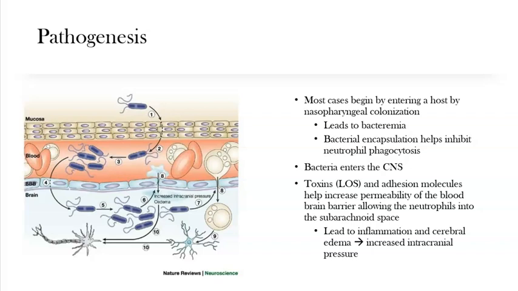So through the bloodstream, it travels to the central nervous system, and this is where the toxins and the adhesion molecules come into play. These toxins and adhesion molecules help increase the permeability of the blood-brain barrier, and this leads to neutrophils and white blood cells entering the subarachnoid space. When these enter the subarachnoid space, that's what causes a massive inflammatory response. So this leads to the symptoms specific to bacterial meningitis, such as inflammation and cerebral edema.